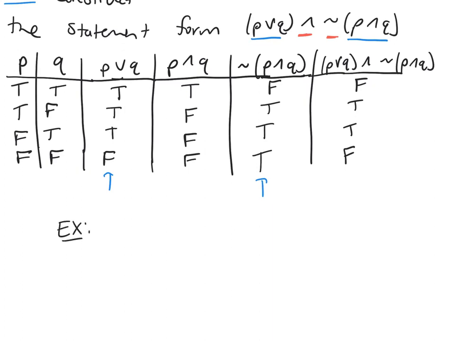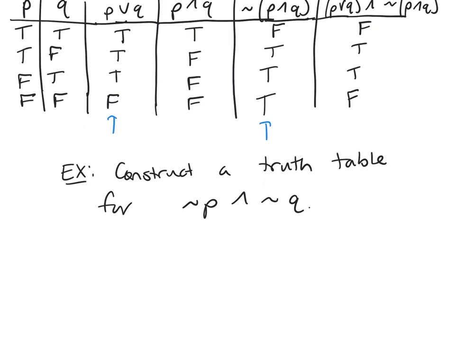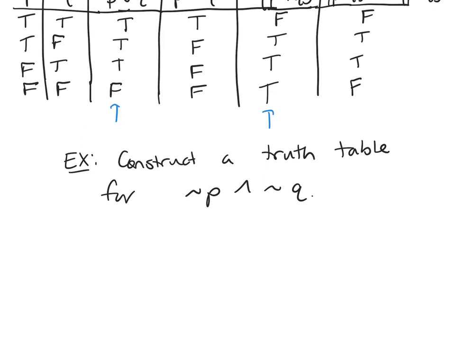Okay, so let's construct another truth table. Construct a truth table for not P and not Q. So we're going to start. You might want to take a minute and try this on your own, pause the video. But let's start making our truth table.